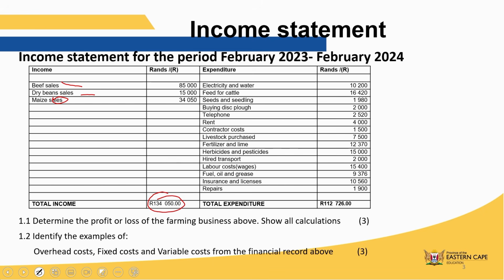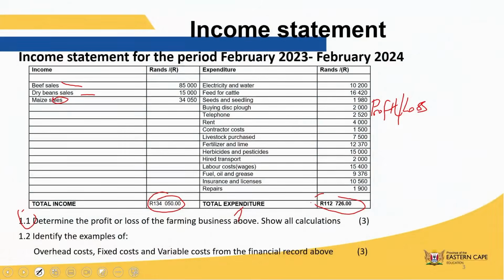Expenditure is the money that was used to pay for these items, with a total of 112,726 rands. The income statement also helps us to know whether the farm business is running at a profit or at a loss. And then we have a question 1.1 here. Our question: determine the profit or loss of the farming business with the income statement above.